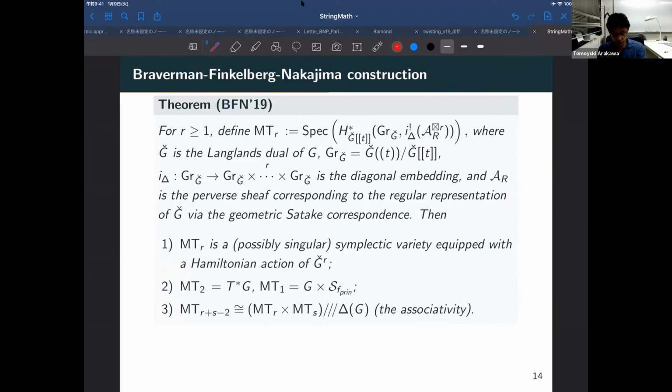And the most important property is this associativity property. So MT(R+S-2) can be obtained by the symplectic reduction. The statement is that the symplectic reduction is well defined, and we get MT(R+S-2). So this is a very fancy way to define a finite dimensional variety. So the Moore-Tachikawa conjecture was the existence of the symplectic variety satisfying these conditions 1, 2, 3. So this means that MT3 is exactly a Higgs branch for the genus 0 class S theory.